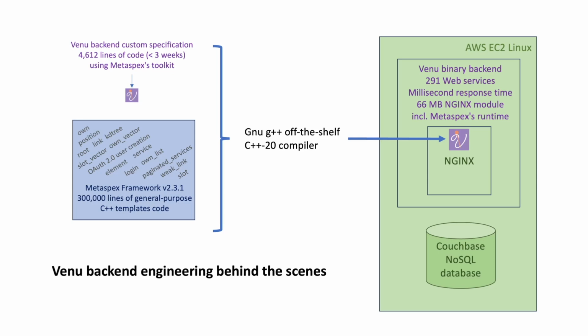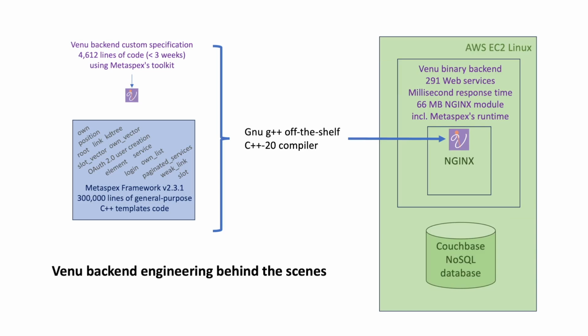The database Venu chose is Couchbase. All apps running on iOS or Android devices connect directly to a load balancer in AWS that carries app web services calls from all devices to the backend. That load balancer is not even necessary as only a fraction of one core is used.